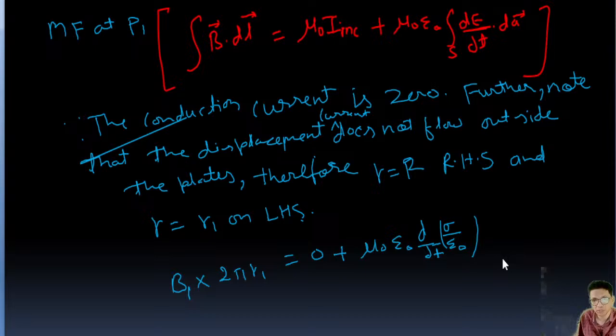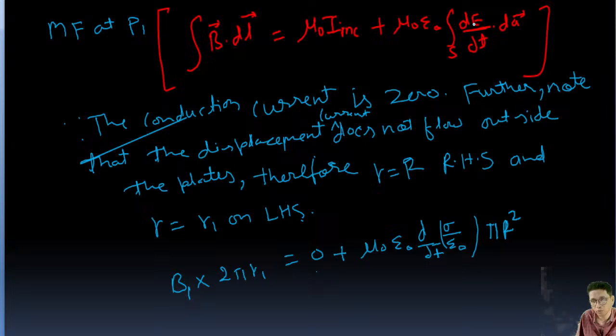this value is going to be this one, and this integration, because we will take r equal to capital R, right, inside the plate. So this is going to be the surface integration dA, that is pi r square. This is going to be the area, right? Pi r square. Very simple one. This is B1 into 2 pi r1. r1 is the transverse distance. This value is going to be 0, and this is mu0 epsilon 0.